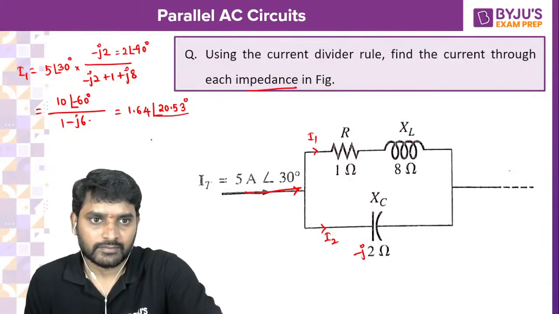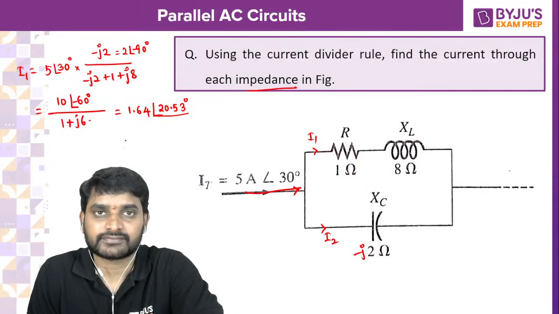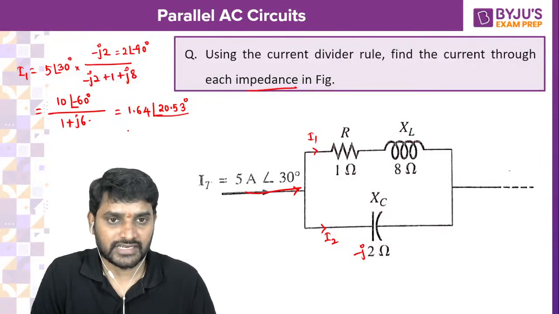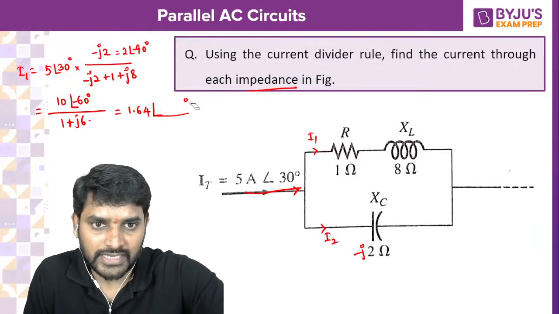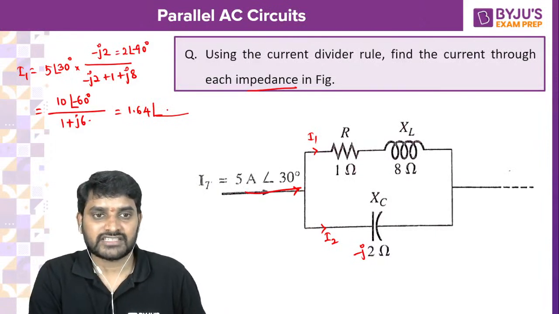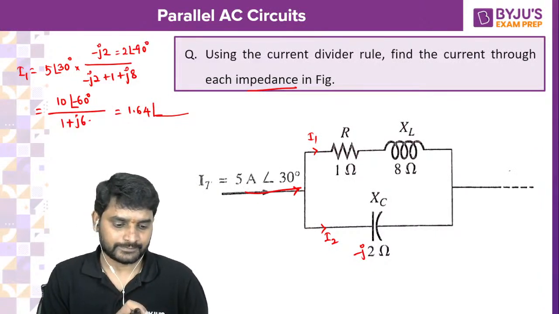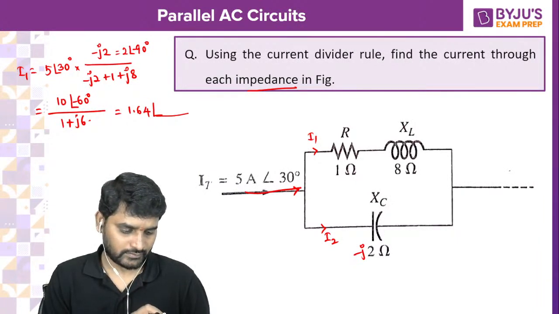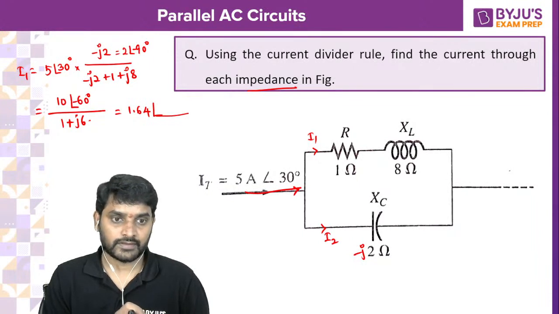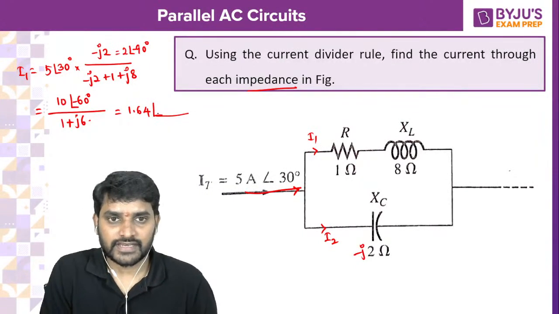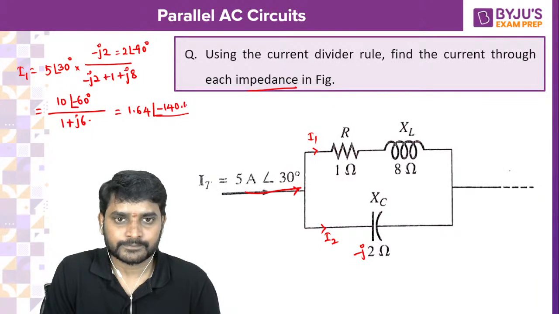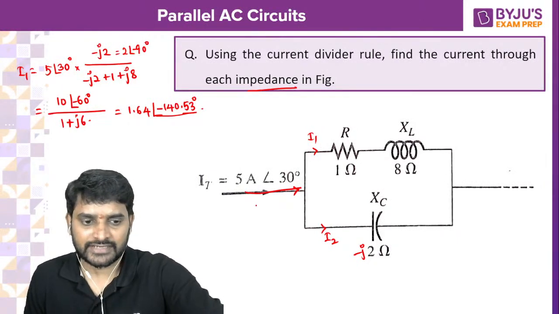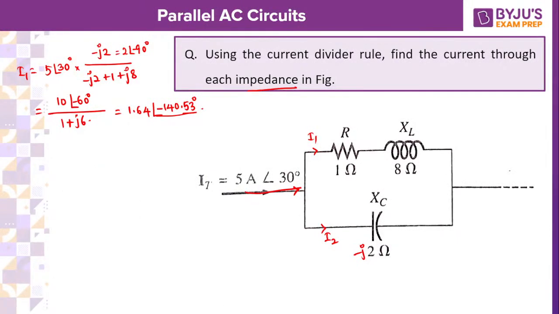Plus J6. 20.53 means minus 80.53 minus 60. Both are going to be minus. So minus 60 minus 80.53, how much you are going to get? 140.53. So this is the current. Now similarly you can calculate for the other one.